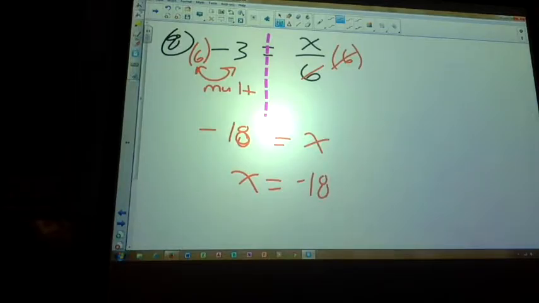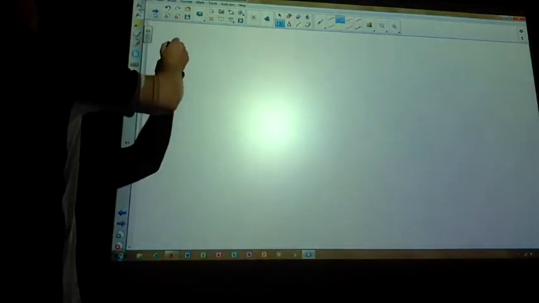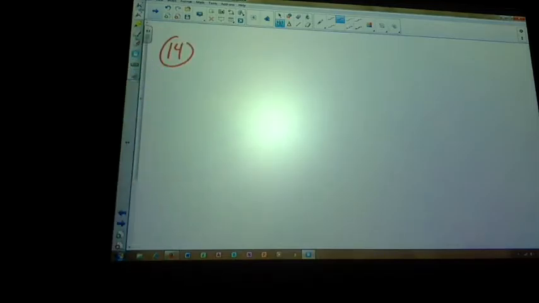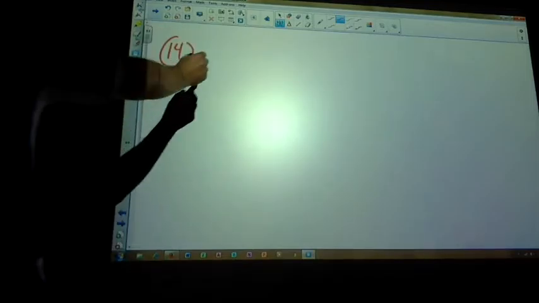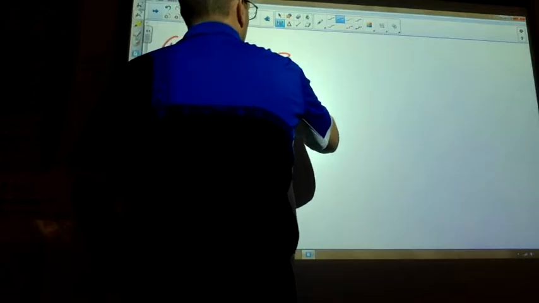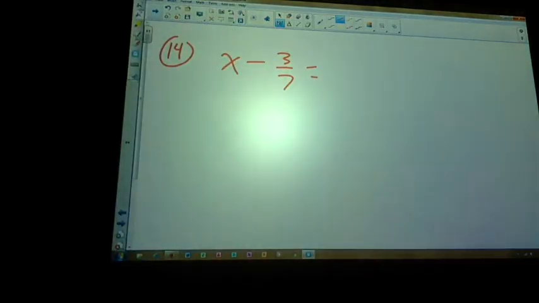I'm getting there. Anything else from page 9? 17 and 18 will be done. But anything else from page 9, that front page? Yeah. 14. Ooh, that's a good one. Number 14. I have x minus 3 over 7 equals 4 over 7. Is that right?